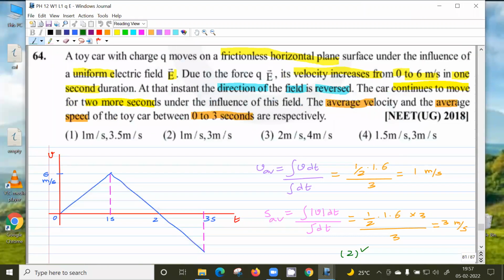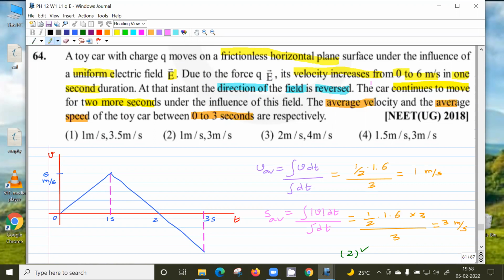So this question which we saw last time. Is it clear now? No, sir. Can you please explain it again? Yesterday we saw a toy car with charge Q moves on a frictionless horizontal surface under the influence of an electric field. Once a charge is there in the electric field, the force on the charge is QE, right? This you know.